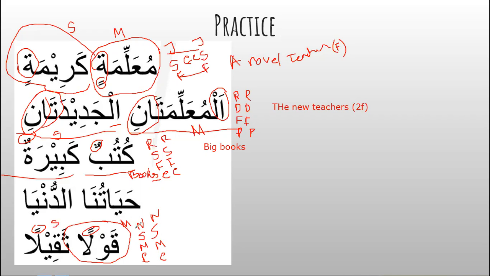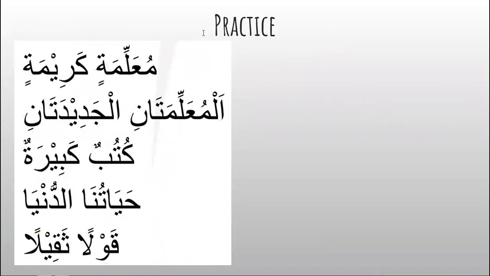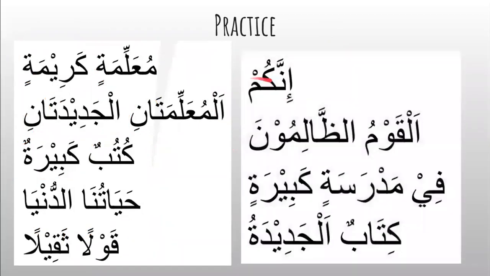So what does it mean? Qawlan thakilan. Qawl means speech and thakil means heavy. So it means heavy speech. Okay, it's easy, right? Let's do some more examples.